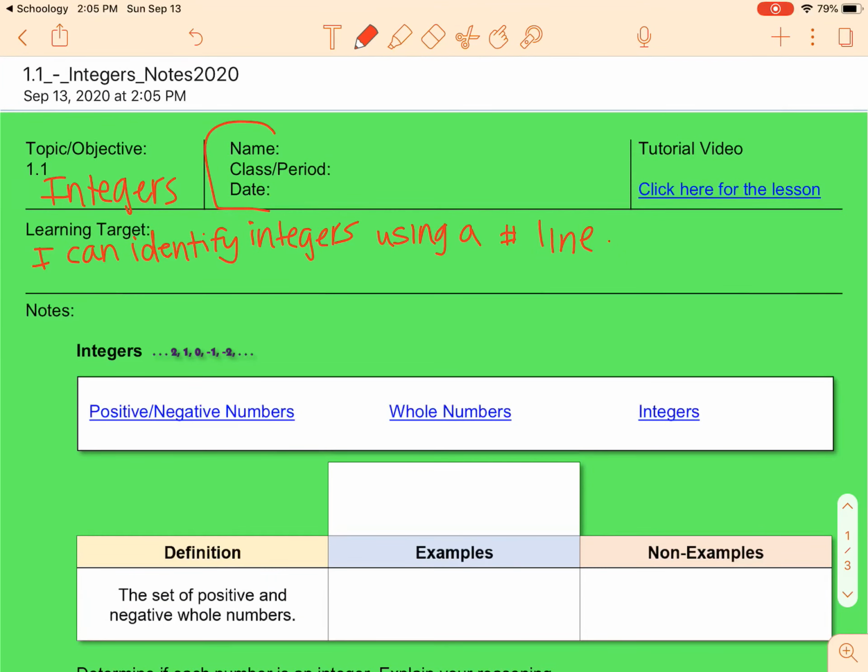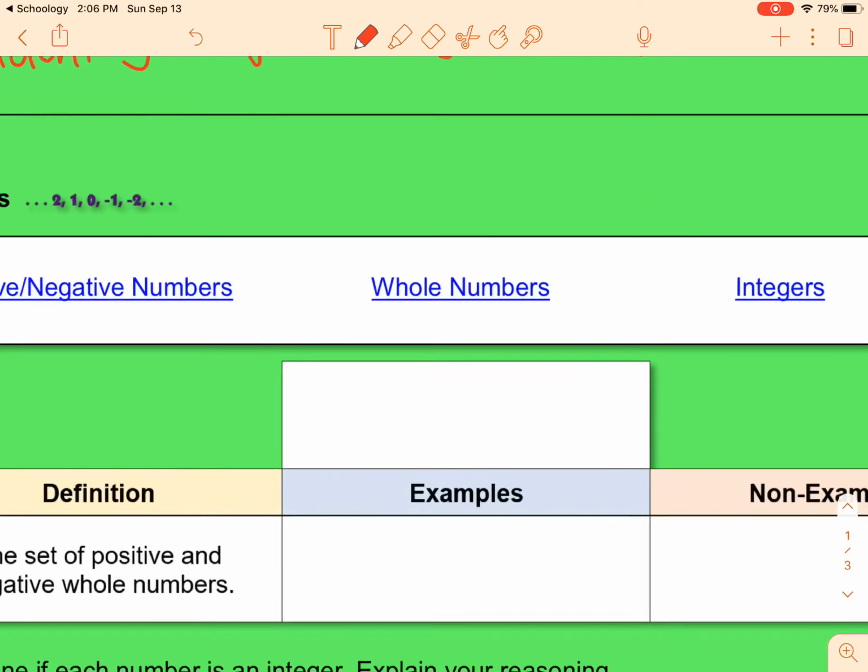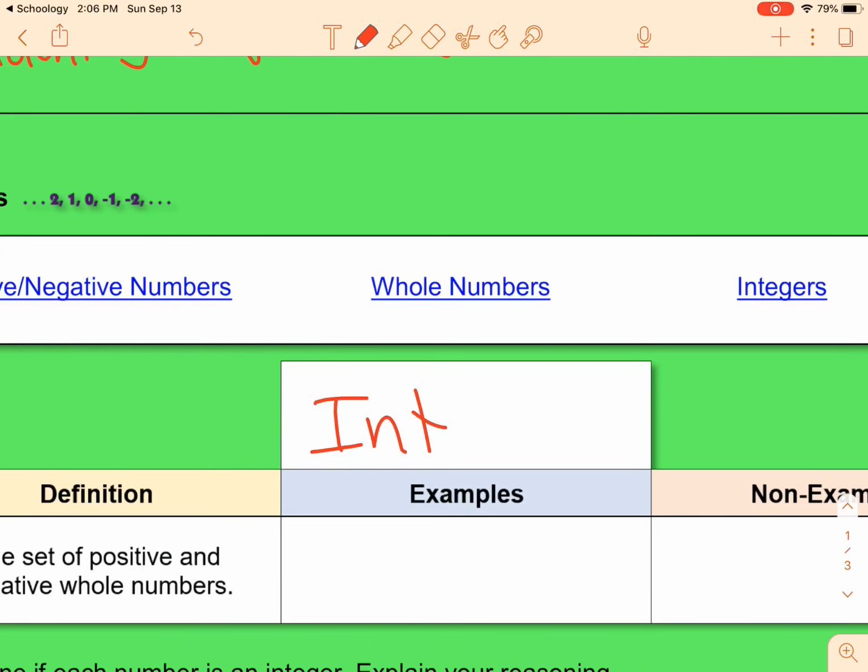Before we even start talking about integers, I would like you to click on these 3 links right here and try to see what you already know about integers and what you do not know. Then come back to the video and we will get started on what integers are. After you have done those 3 links, we are going to talk about integers. So right here you will write integers.